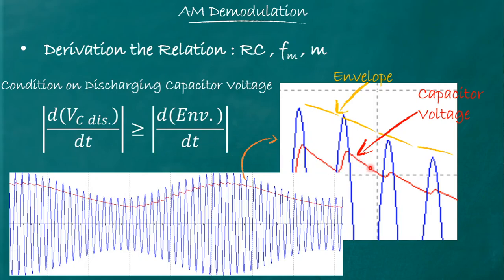This condition focuses on the rate of change of the discharging voltage, the slope of this line, which must be greater than or equal to the rate of change of the envelope. The rate of change of the envelope is nothing but the slope of the envelope. So this condition says that the slope of the discharging voltage must be higher than the slope of the envelope. Then you can retrieve the shape of the envelope correctly. So let us first find these two quantities, starting with the rate of change of the envelope.